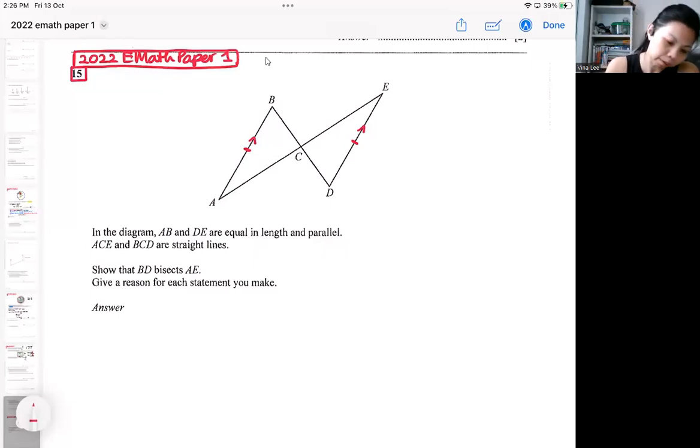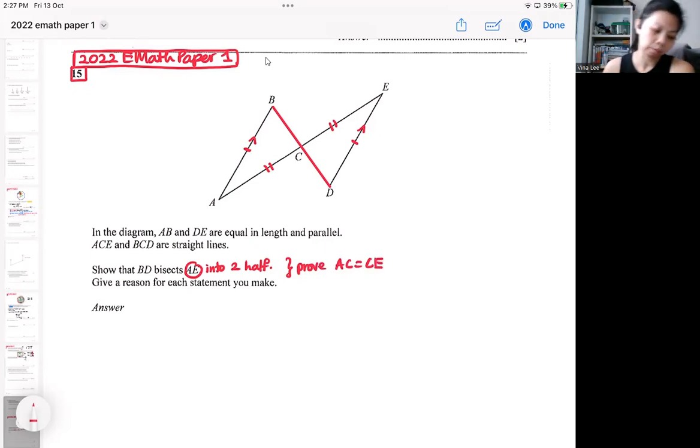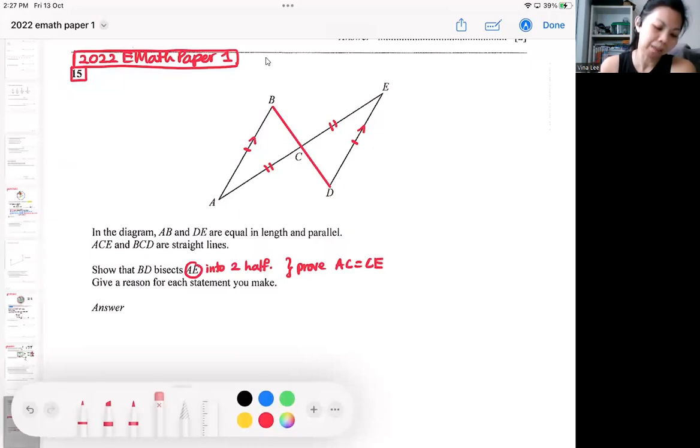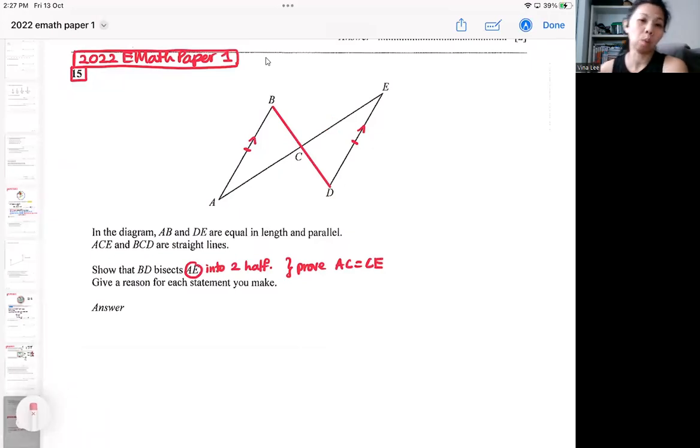So you're supposed to show that BD will cut AE. The meaning of bisect means cut into half or into two halves. So essentially, they want you to prove that AC is equal to CE. When they want you to explain that BD can bisect AE, it's as good as they want you to prove that AC equals CE. So you are asked to prove some same length, and you actually got no information already.